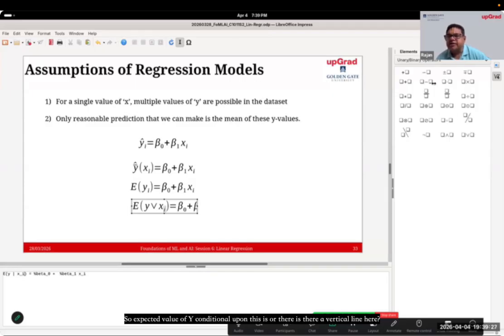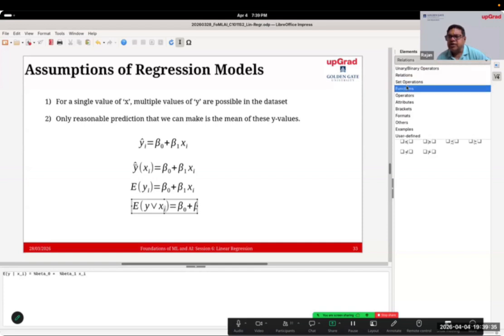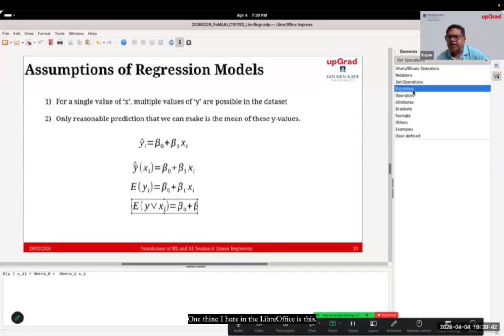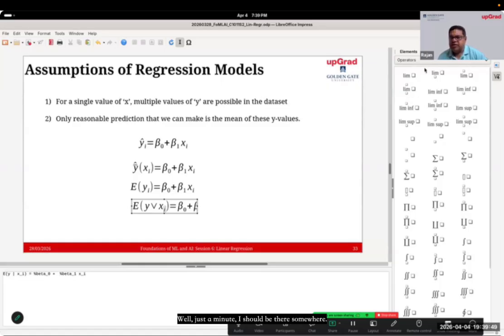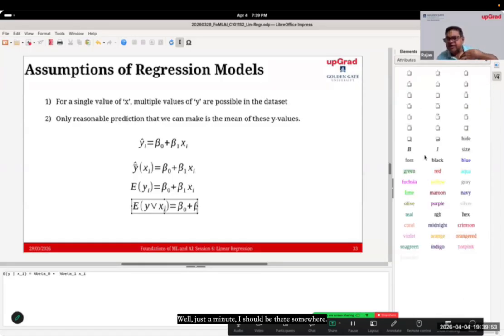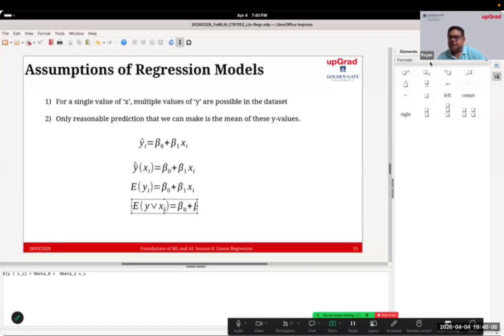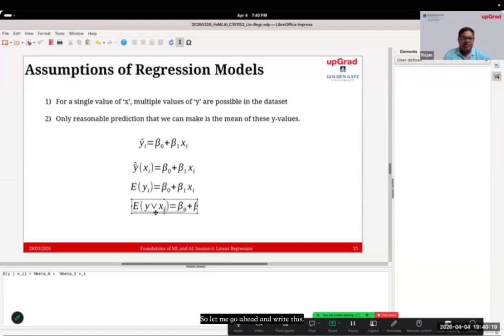Is there a vertical line here? No. Relations, no vertical line. I hate this. One thing I hate in LibreOffice is this. Well, give me just a minute. I should be there somewhere here. It's not evaluate. Okay, you get the idea. No, it's not that. So let me go and write this. Okay.